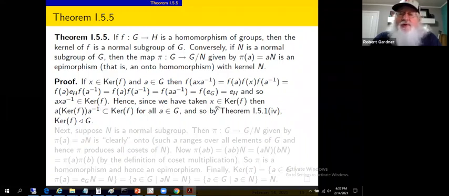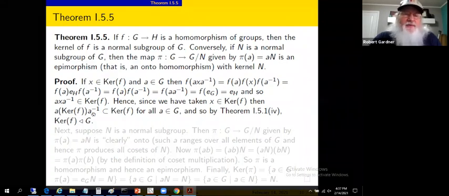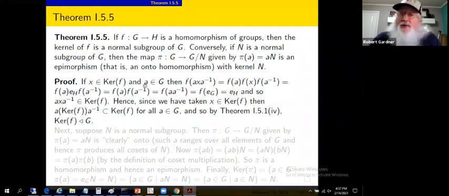We've done that for an arbitrary element of the kernel. So what we've shown, X being an arbitrary element of the kernel, is swapped from element notation to set notation. We take the kernel of F, multiply on the left by A and the right by A inverse, A an arbitrary element, and we get a subset of the kernel of F. In your mind, replace kernel with capital N. We've got A N A inverse is a subset of N.